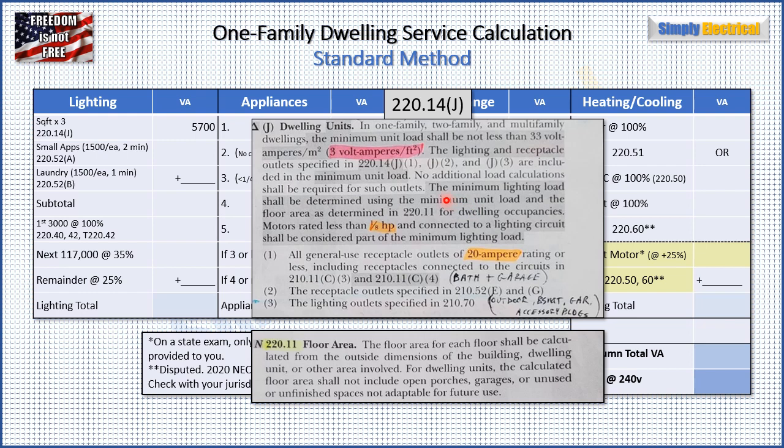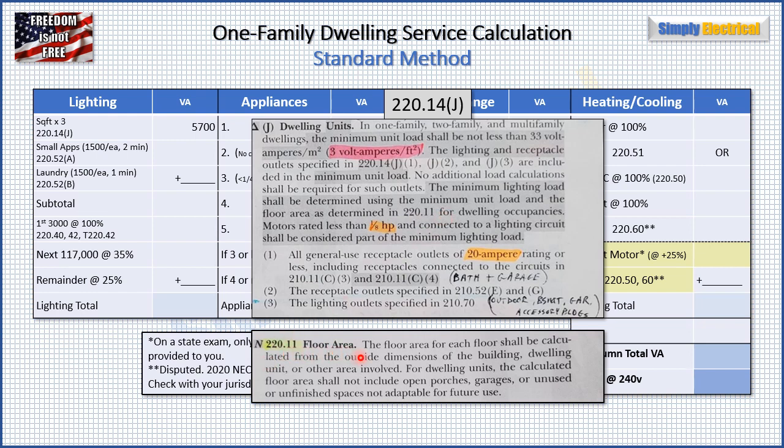Next sentence says the minimum lighting load shall be determined using the minimum unit load and the floor area as determined in 220.11 for dwelling occupancies. So this is telling you where to go to find out how to figure your square footage, your floor area, and that is 220.11. We see that down here.